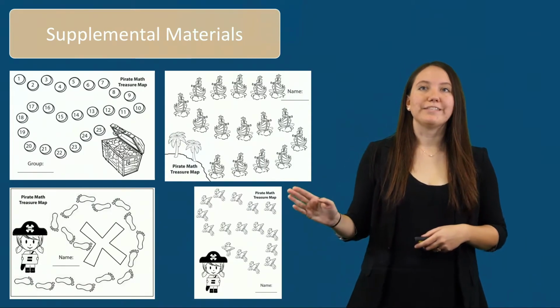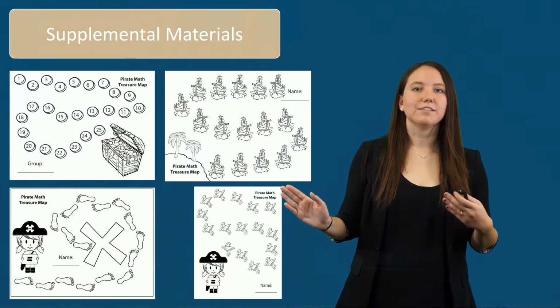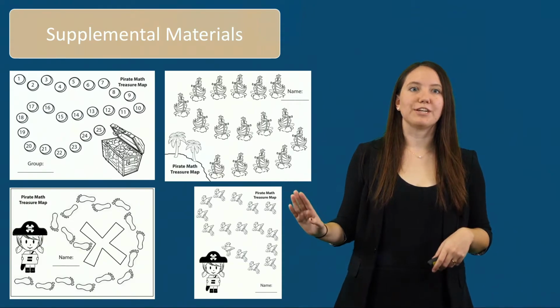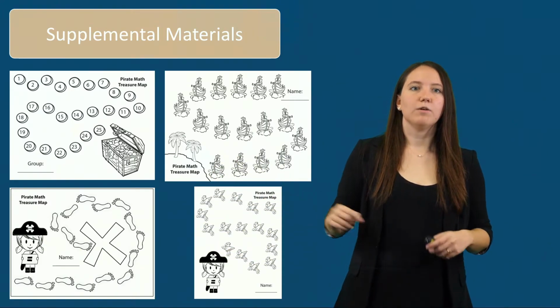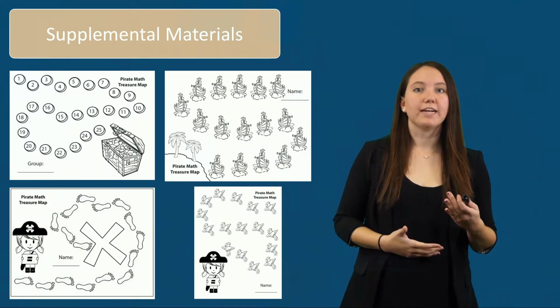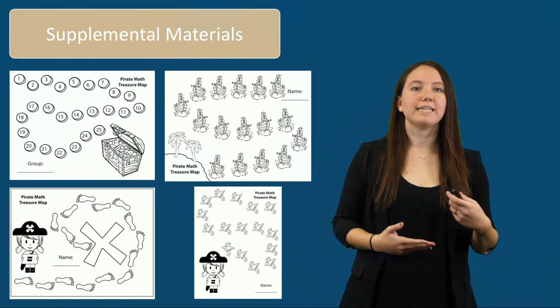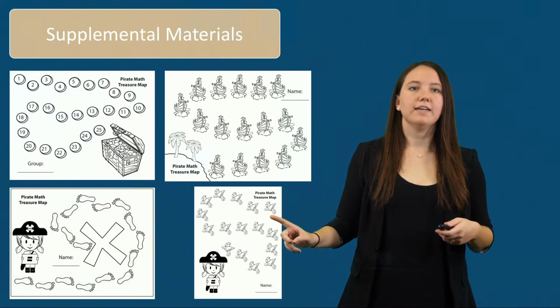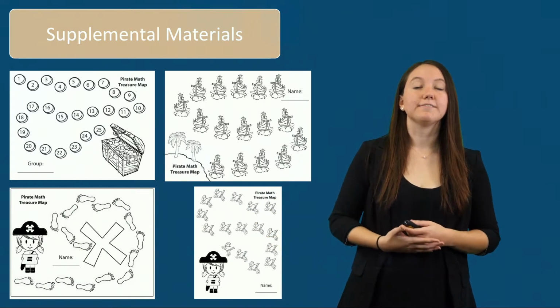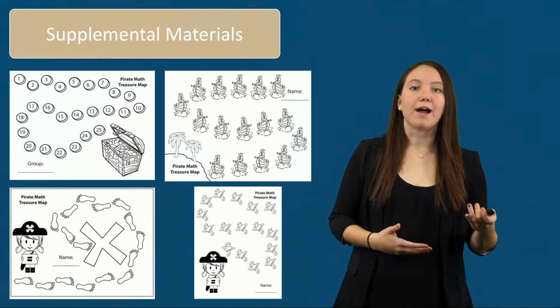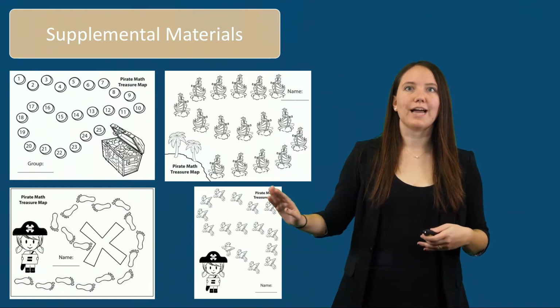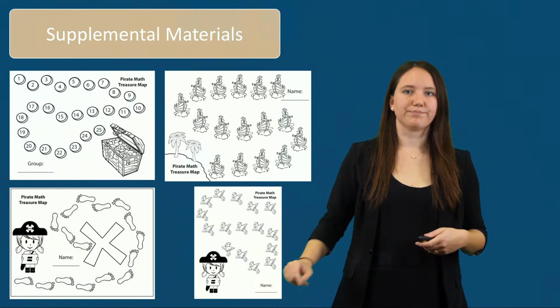The supplemental materials also contain 4 different versions of the treasure map, as we see here, which are used to create a token economy. So during the lesson, students earn coins and place them on the treasure map, and then color in the designated number of spaces at the end of each lesson. Students receive a prize from the treasure box once the entire treasure map is completed.